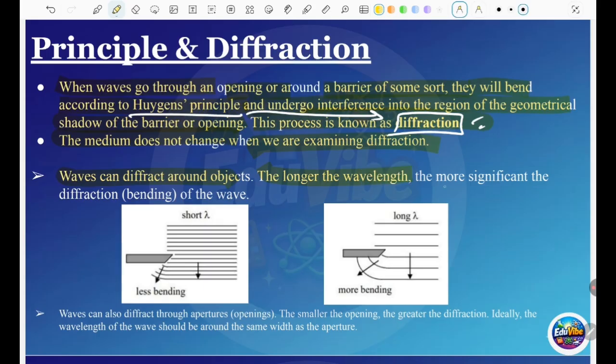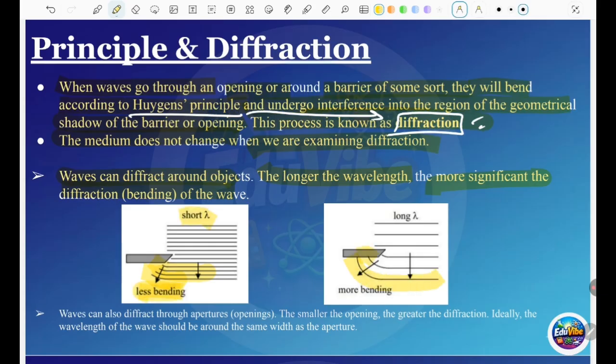The longer the wavelength, the more significant the diffraction, the bending of the wave. You can see here there is less bending of the waves, and this one has the shorter wavelength.